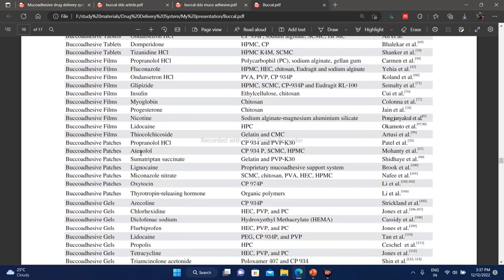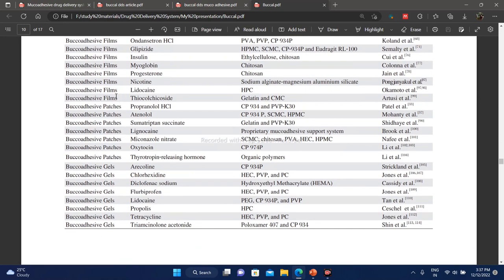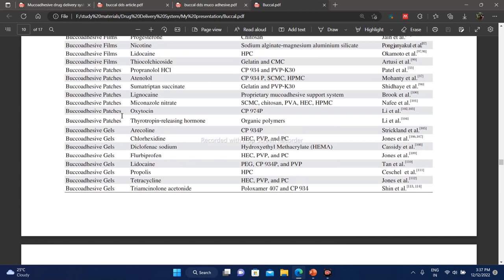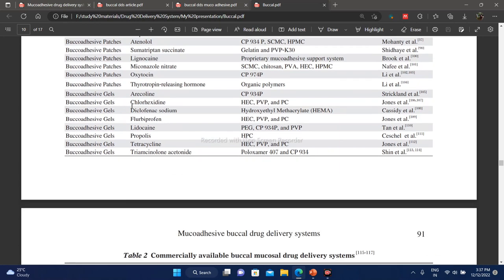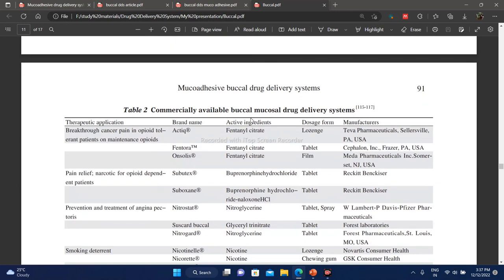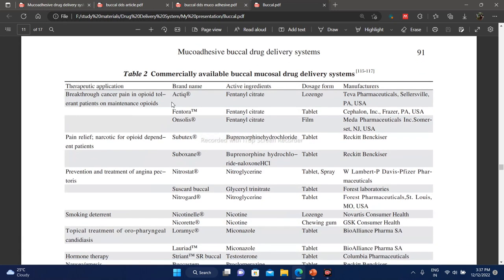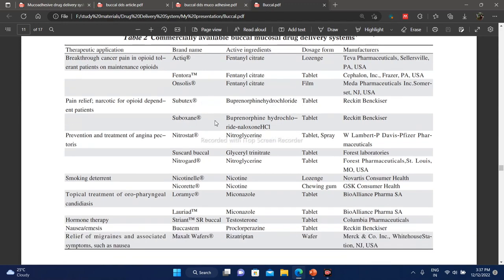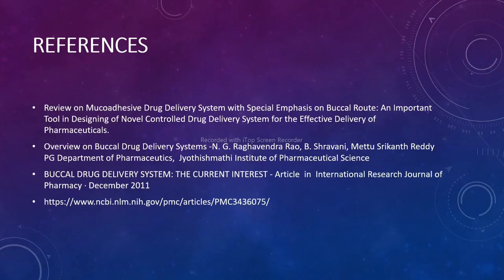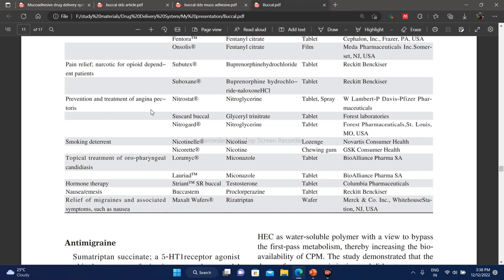Nicotine, and again patches also they have used for the same thing. Atenolol, a beta blocker, oxytocin patches they have used. Diclofenac sodium in the form of gels they have used. Now commercially available buccal mucoadhesives are by brand names; we can see Actiq, fentanyl citrate lozenges they have used. Then for prevention and treatment of angina pectoris, nitroglycerin tablets they have used, with the brand name Nitrostat.